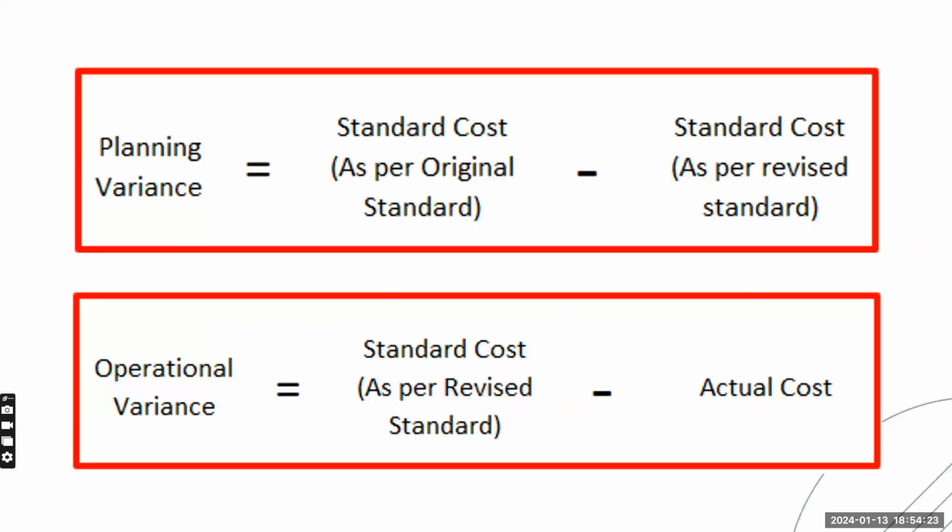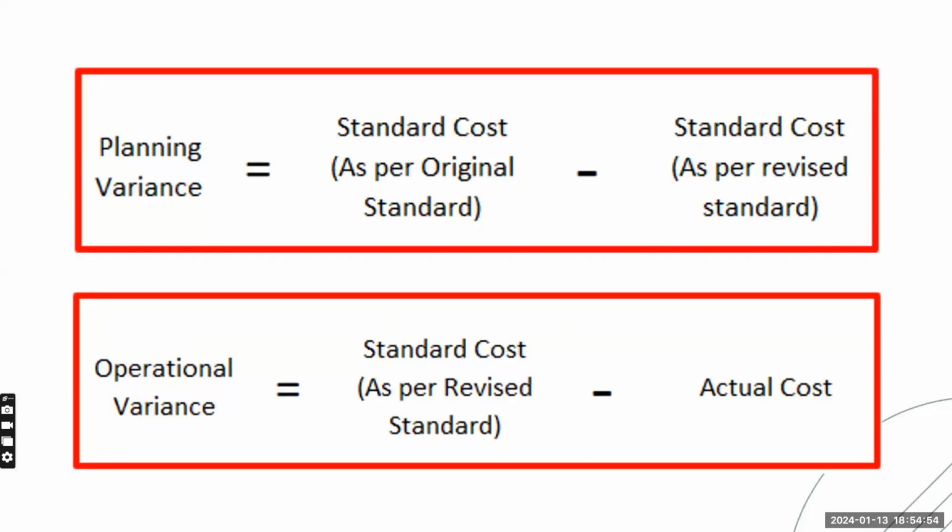Right. Now let's see how we calculate planning variance. This doesn't need to be the cost per se. Not always the cost. It can be the sales revenue as well. So for planning variance, you take the standard cost as per original standard minus the standard cost as per revised standard. Then we have the operational variance, that is where we take the revised and the actual. Okay, so this is the formula.